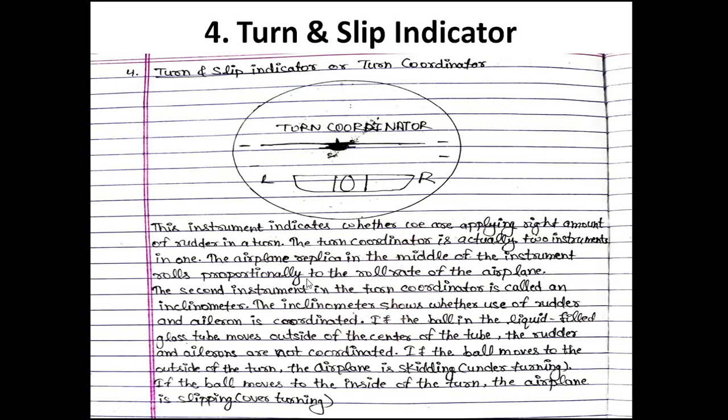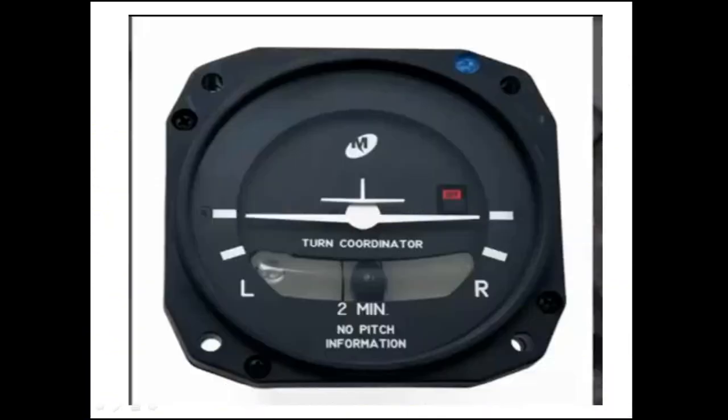The second instrument in the turn coordinator is called an inclinometer. The inclinometer shows whether use of rudder and aileron is coordinated. If the ball in the liquid filled glass tube, this is the ball, this is the liquid filled glass tube, moves outside of the center of the tube, the rudder and ailerons are not coordinated. If the ball moves to the outside of the turn, the airplane is skidding, which means under turning. If the ball moves to the inside of the turn, the airplane is slipping, meaning it is overturning. This is the actual diagram of the turn coordinator.